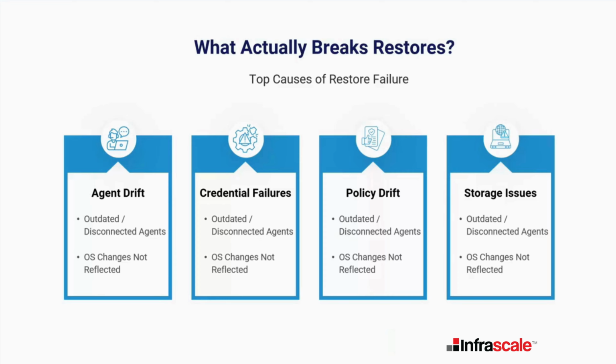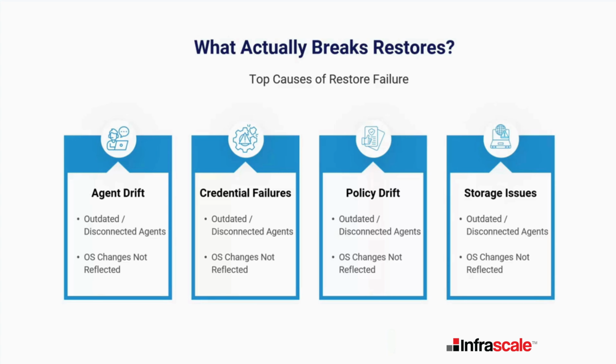First, agent drift. Agents are the foundation of most backup systems. But over time, they can become outdated, disconnected, or misaligned with the current environment. Maybe a server was patched, maybe the OS was changed, or maybe that agent just stopped communicating properly. So from a dashboard perspective, things may still look okay, or at least not critical. But in reality, you are no longer fully protecting that system the way you think you are. And when you try to restore, that's when the gap shows up.